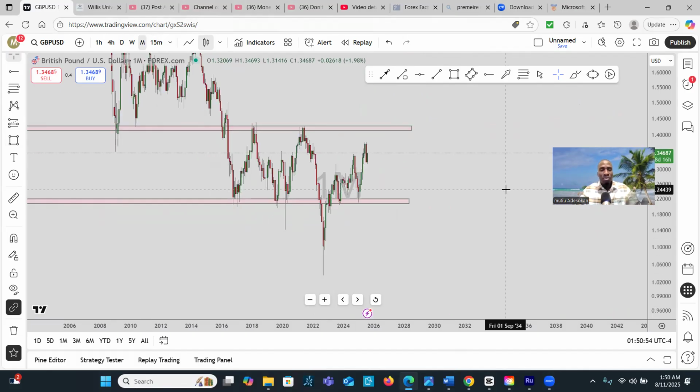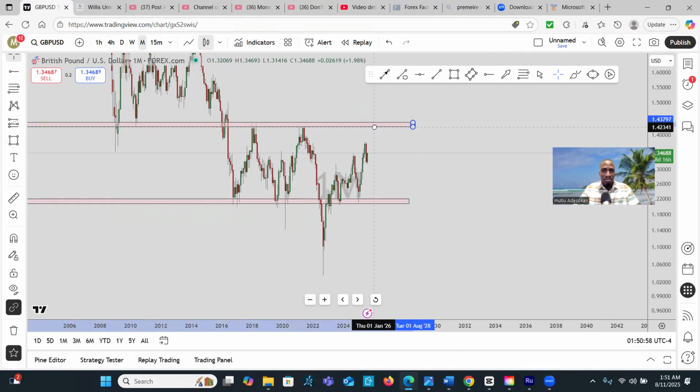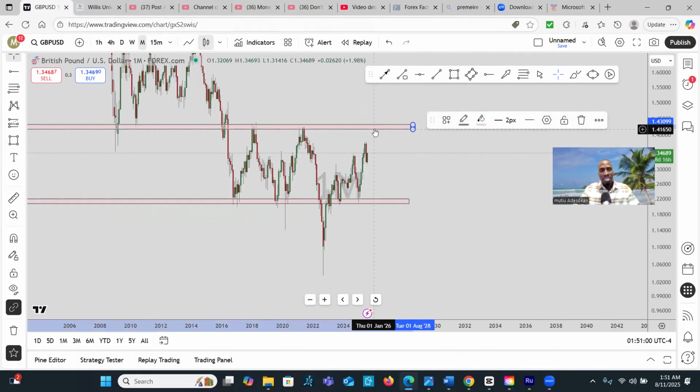Now that we've drawn our support and resistance zone on the monthly time frame, let's go to the weekly time frame and see if there's any adjustment that we can make to the level that we've just marked.